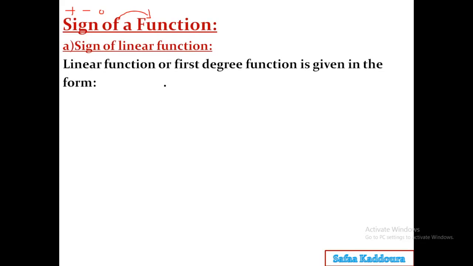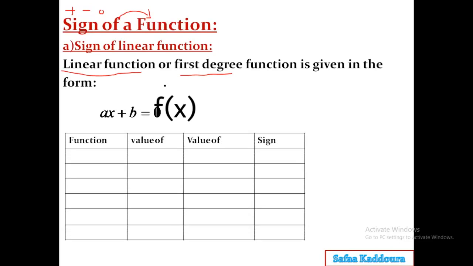First of all, let's remember what we mean by linear function. Linear function is a function of first degree, and it has the following form: ax plus b equals 0. I will give you this table for a function f of x equals 2x minus 6. This is an example that will help you to understand the idea.